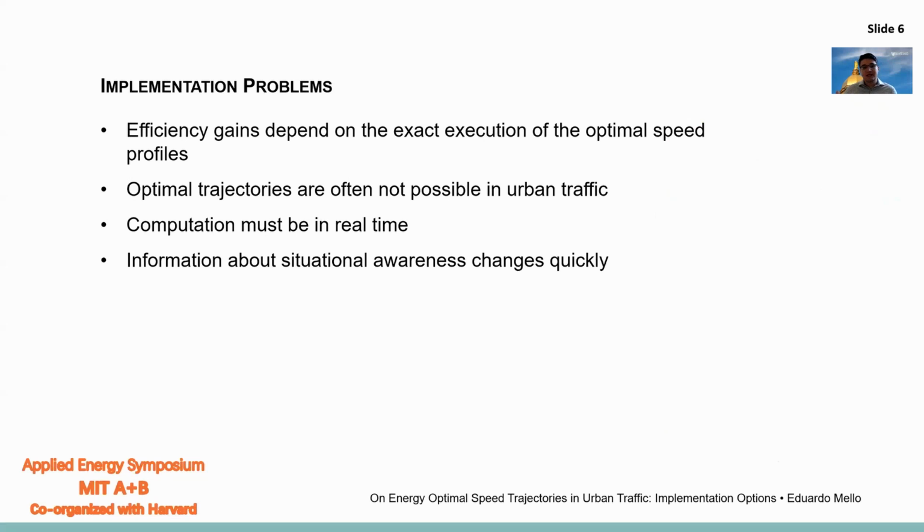However, these efficiency gains depend on the exact execution of this optimal speed trajectory, and optimal trajectories are often not possible in urban traffic. The computation also must be done in real time, and the information coming from the situational awareness of the vehicle is changing very quickly.